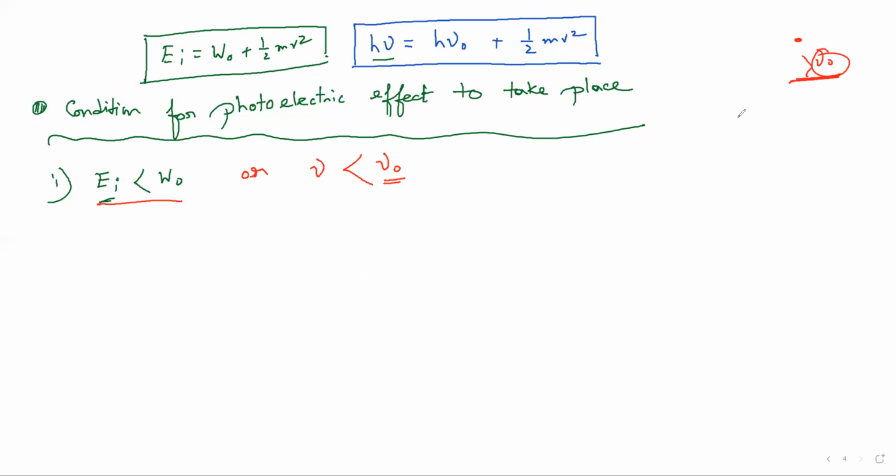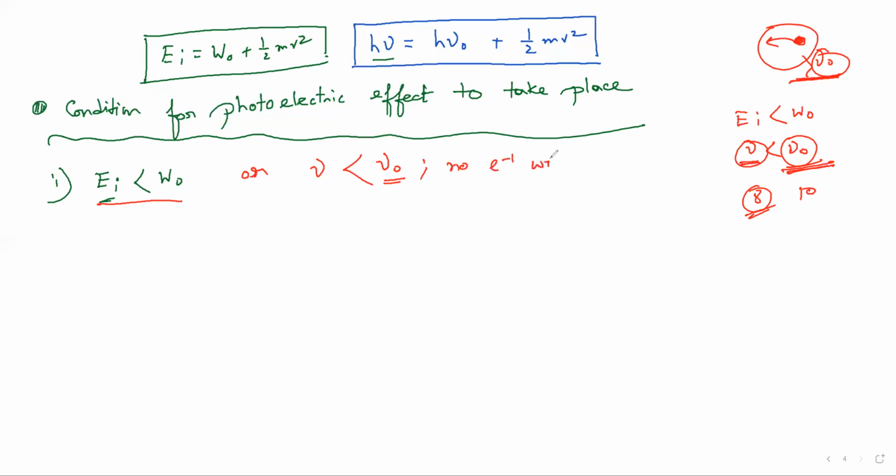Any doubt regarding this part? If EI is less than W naught, can I say nu value, nu meaning the frequency of this photon, is less than nu naught? What is nu naught? Nu naught is the threshold frequency, the minimum frequency required by the metal to remove an electron, or to remove the photoelectron. Suppose this value is 10 and you are putting the value 8, then does any ejection take place or not? No photoelectron ejection takes place.